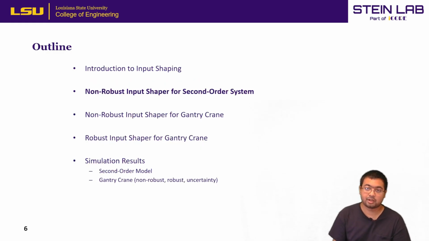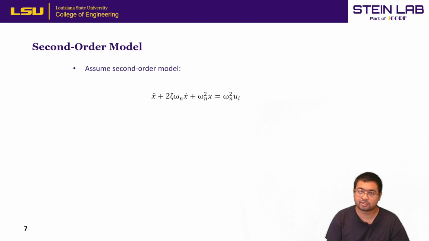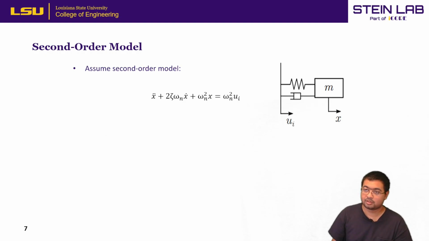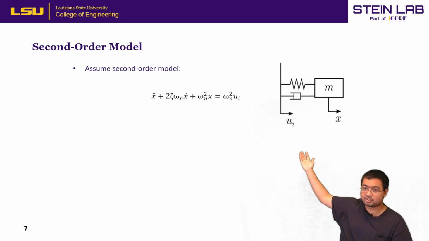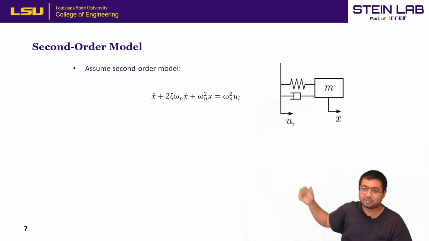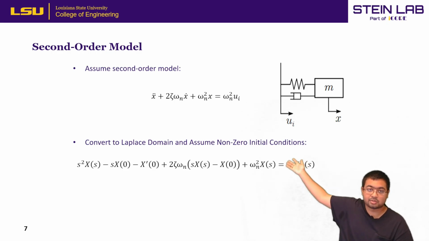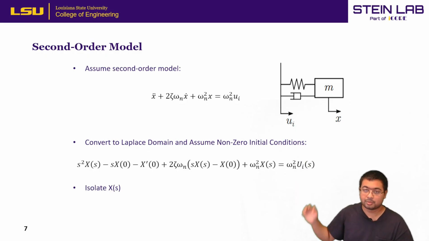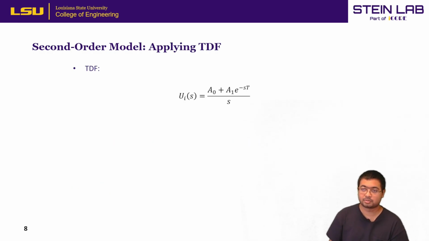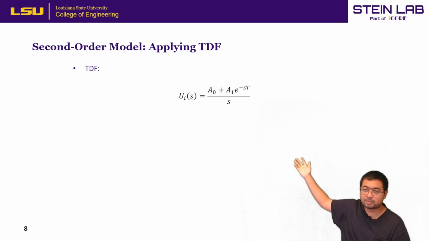So then I'll go over how we design a non-robust input shaper for a second order system. I'll explain how non-robust comes in compared to our robust later. So let's assume a second order model that's underdamped. This is applicable for our spring mass model, which is extremely simple to showcase. If we convert our second order model to the Laplace domain and assume our non-zero initial conditions, we'll get the formula shown here. We'll be able to isolate X, so this will make it easier to input our time delay filter. So speaking of our TDF, here's the structure of our time delay filter.